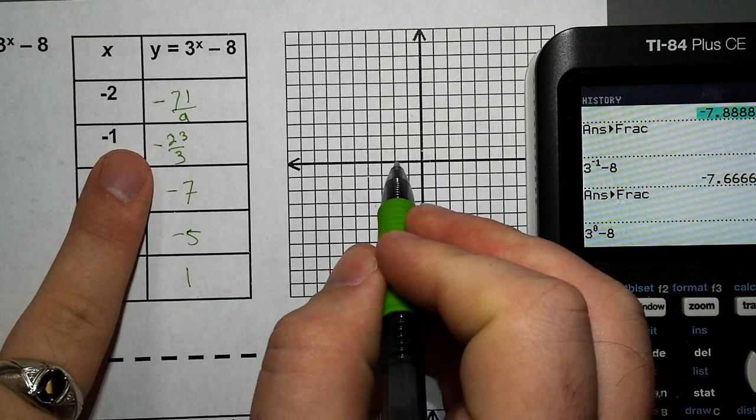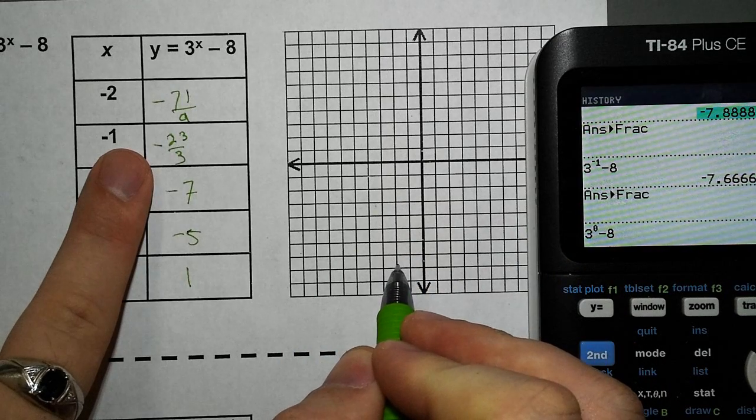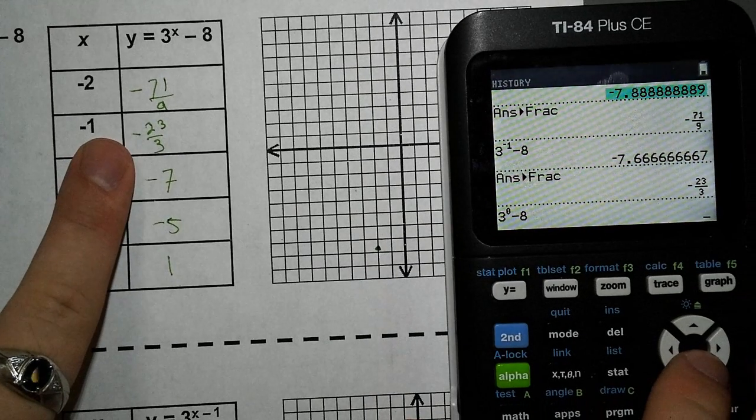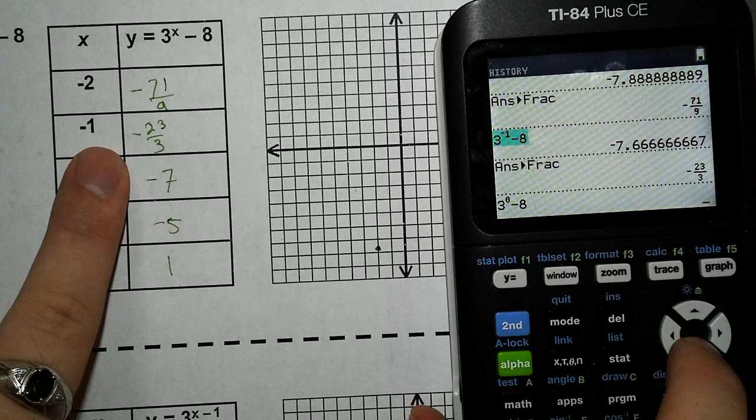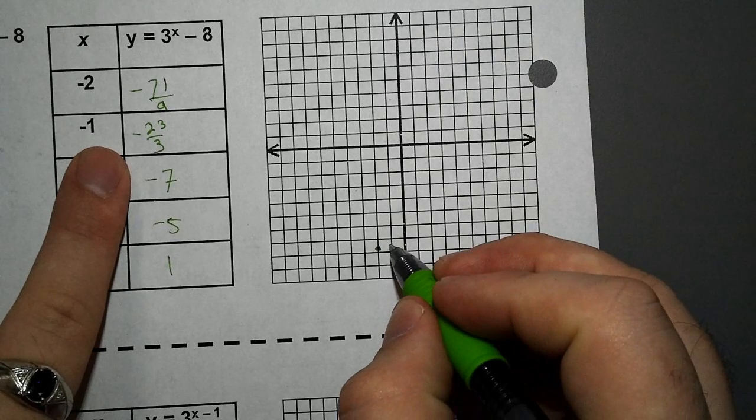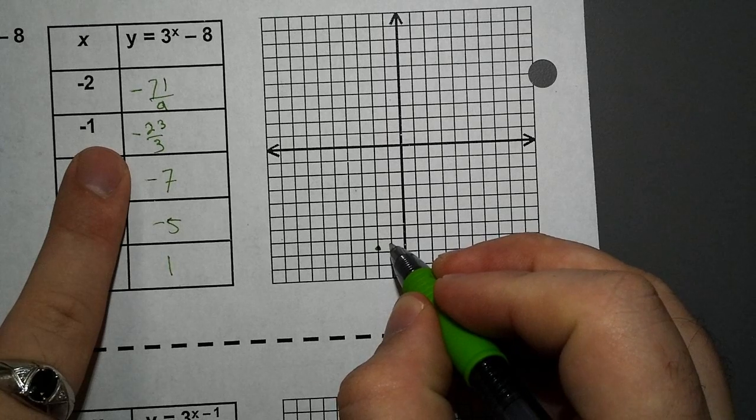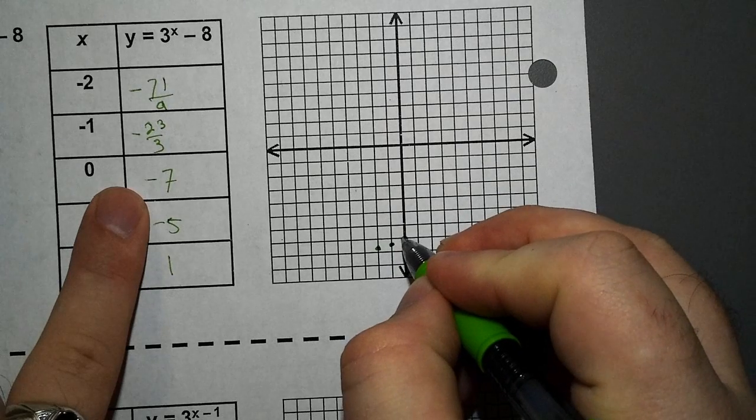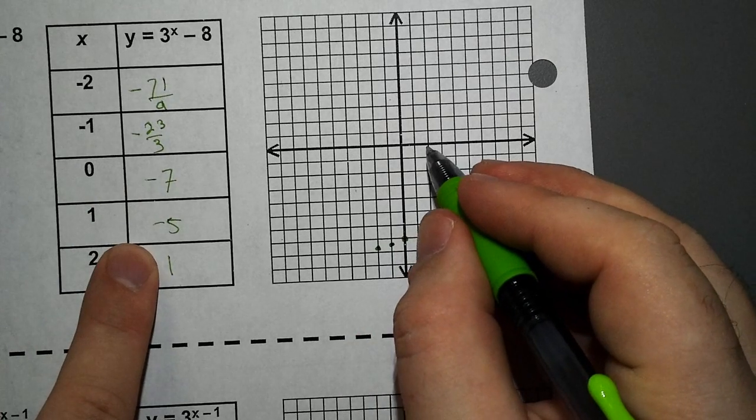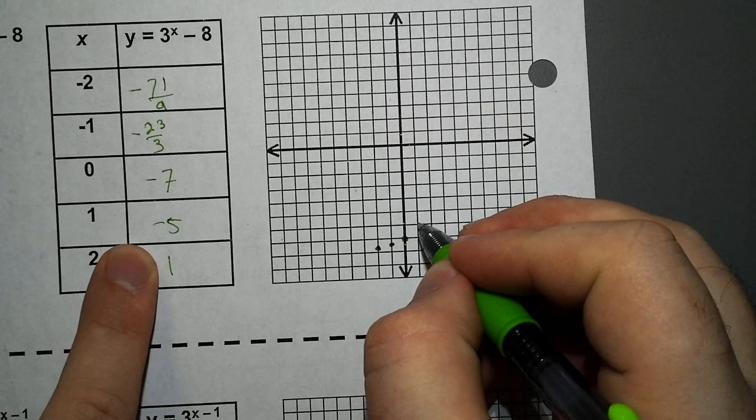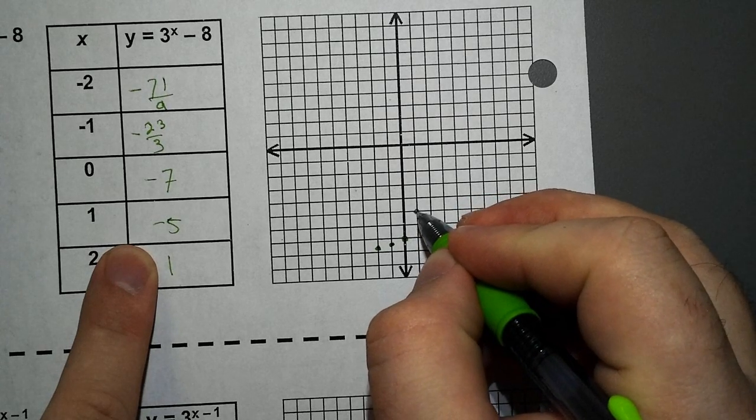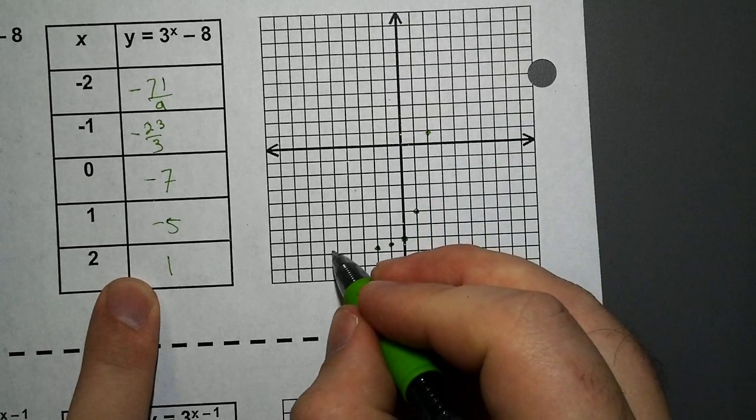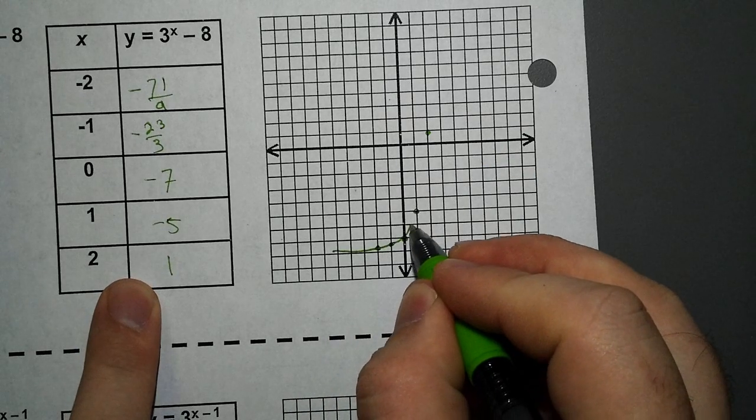So let's go to negative 2, let's go down to negative 8, and let's put a point just above it. It's really close to negative 8, but it's not quite there. Our next one, at negative 1, is at negative 7.6 and so on. So it's a little bit closer to negative 7, but it's still pretty close to negative 8. At 0, we have negative 7. At 1, we've got negative 5. And then at 2, we've got positive 1. So there is our exponential.